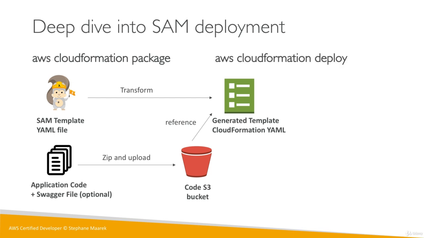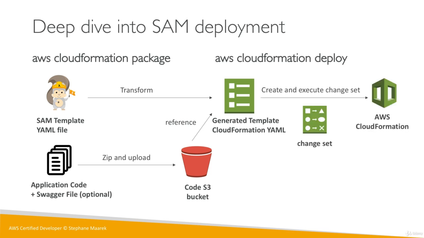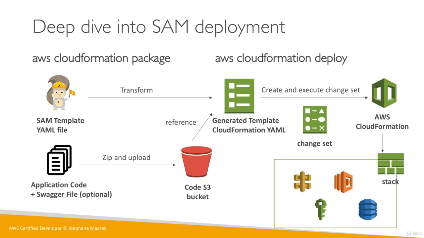Then we're going to run the second command called aws cloudformation deploy, and this will do a deployment of that generated template. What this will do in particular is create and execute a change set. So a change set is basically figuring out how CloudFormation should take its existing state and move it to the next state based on the modifications we have generated. So here's our change set, and CloudFormation will apply it to our stack, and our stack may be comprised of all the things we know from before. Could be API Gateway, Lambda functions, DynamoDB, or IAM policies. All of that is included in these generated CloudFormation templates.